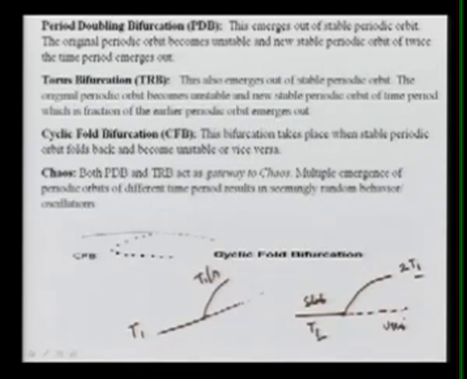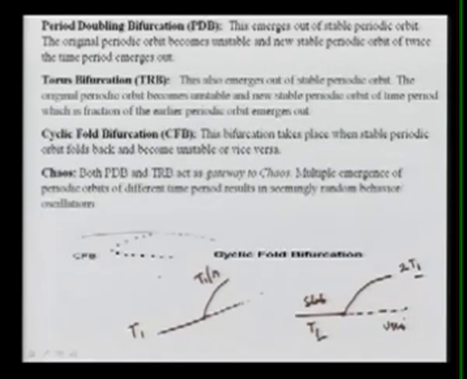The cyclic fold bifurcation: this bifurcation takes place when a stable periodic orbit folds back and becomes unstable or vice versa. So here you can say the cyclic fold, it is coming here and then it is going back, meaning folding. Just here it is stable, now it has become unstable. So this bifurcation takes place when a stable periodic orbit folds back and becomes unstable. So it is called cyclic fold.